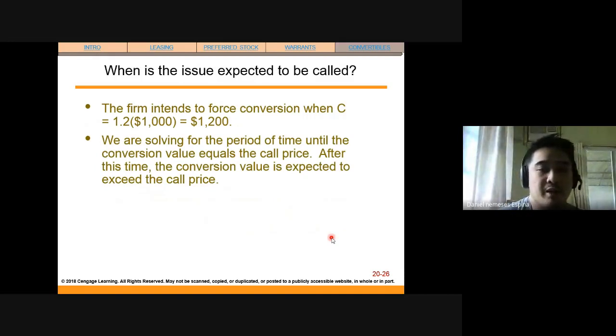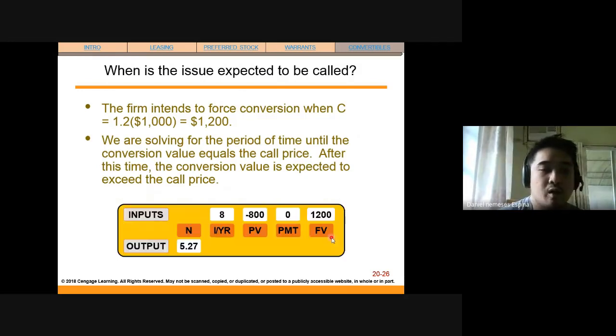We are solving for the period of time until the conversion value equals the call price. So after this time, the conversion value is expected to exceed the call price. So we're expecting mga year 5, or year 5 and beyond, so the call price would equal the conversion price.